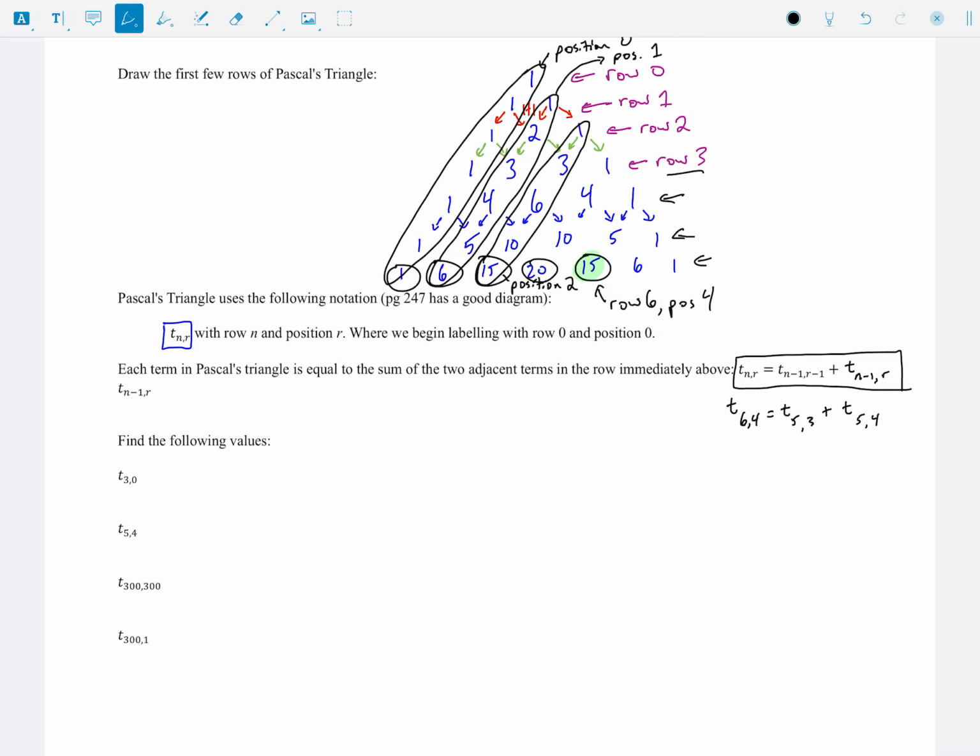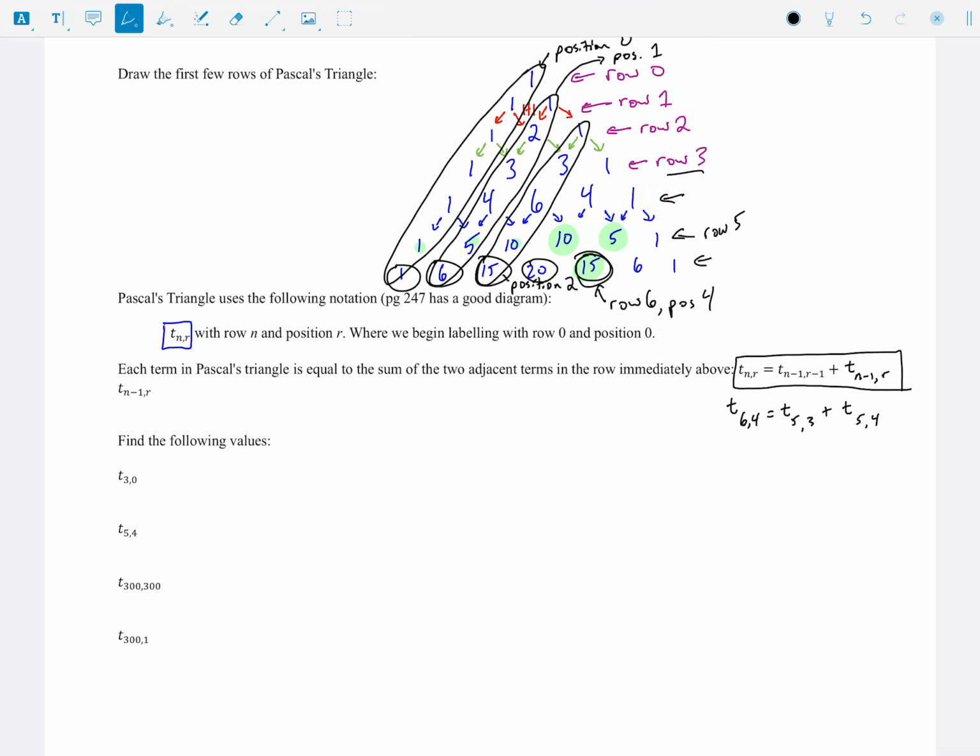So T of 6, 4, which we said was this one, that 15 there, is equal to the previous row, row 5, position 3 and 4. Let me grab my highlighter here. So this is 0, 1, 2, 3. So we said it was position 3 and position 4. And yes, of course, that 10 and the 5 give us the 15 there.